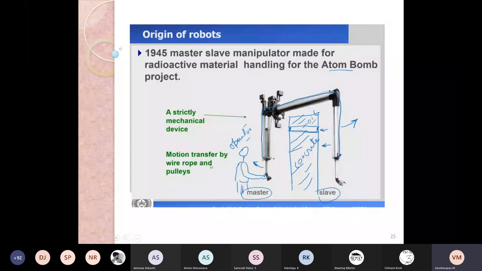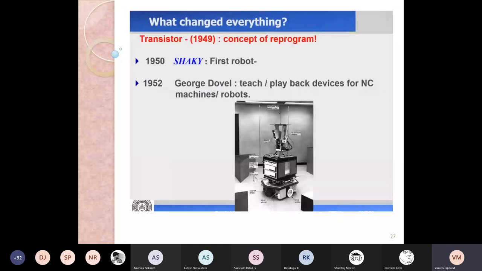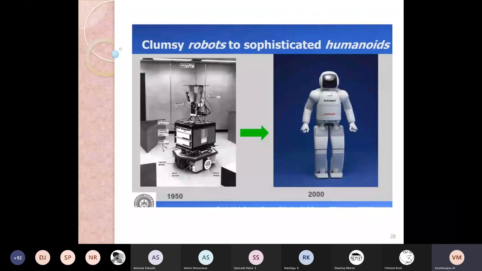Here we don't have any controller, and we don't have any sensors, and there's no program. Even at that time, we didn't have any computers. That way, the evolution goes on, and there are enormous variations when a mechanical system transfers to electromechanical, and that is what we see here during 2000. We have a robot like the picture.